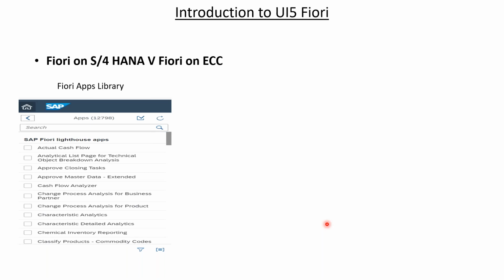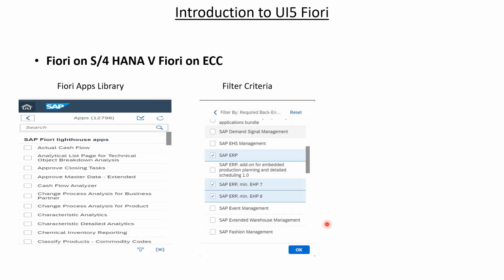Let's go with the same number. We have 12,798 apps, which are all the apps. Now if I put a filter criteria of only ERP, which means these do not require a HANA database to be mandatory.